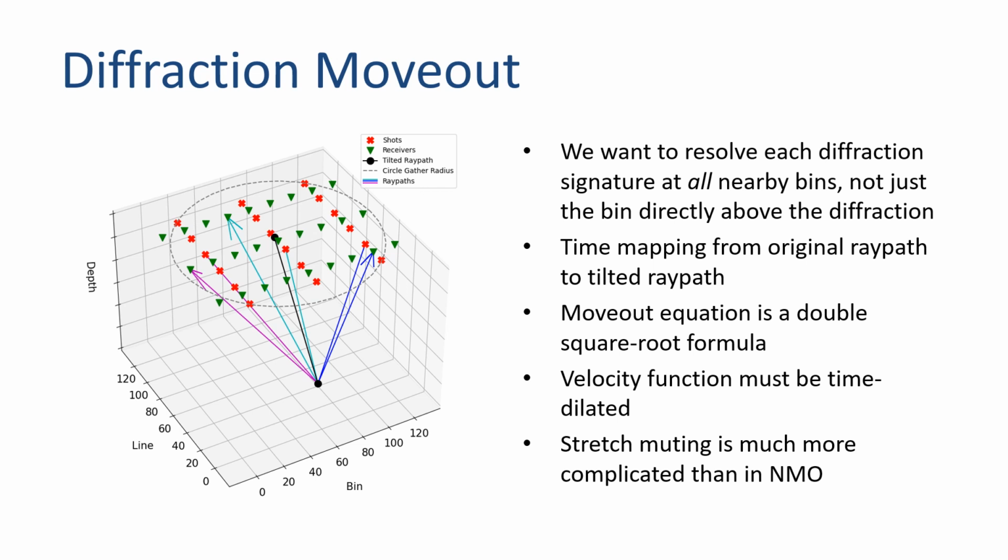Because of this, the move-out formula ends up being a double square root equation that kind of looks like a cross between normal move-out and migration. Just a couple of technical points. If you're going to do move-out correction, you're going to need a velocity field. The velocity field that we use is the one that's obtained from conventional processing. If you're going to do that, though, you've got to remember to time dilate the velocity functions, because when you tilt the zero offset ray path like this, the energy is going to spend more time in each layer, right? Another thing is that this type of move-out makes stretch muting real fun, so if you're going to code this up, you'd better know that.